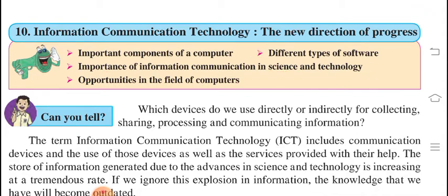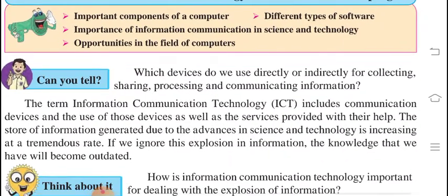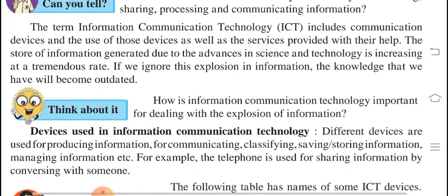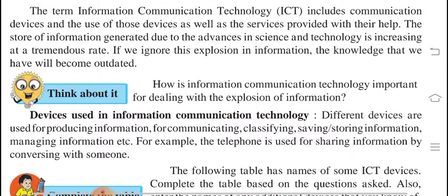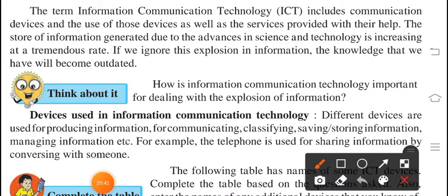Here I am reading a few parts. Can you tell which devices we use directly or indirectly for collecting, sharing, processing, and communicating information? Do you have any idea which devices? Obviously your mobile phone, PC, laptop, all these things are used to communicate, and many more. So the term communication technology includes communication devices and the use of those devices as well as the services provided with their help.